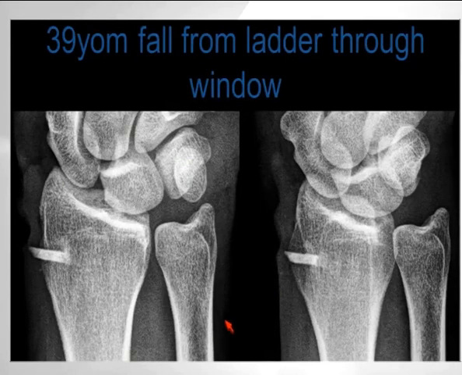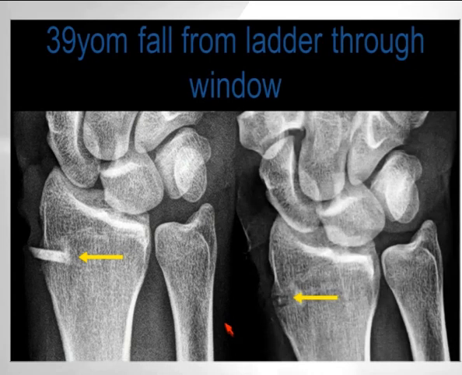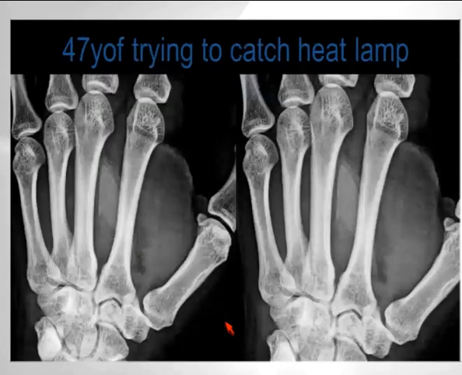This window washer fell off the ladder, fell through the window, and on radiography in our emergency department, there's a piece of glass embedded in his distal radius. After removal, we confirmed that all the pieces had been taken out.